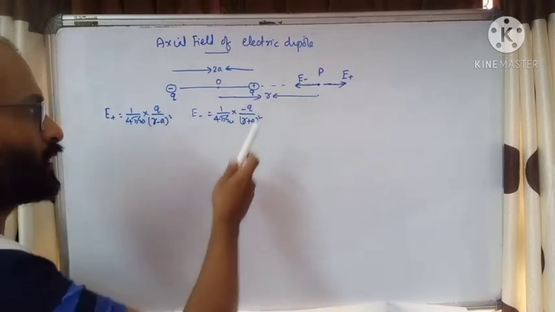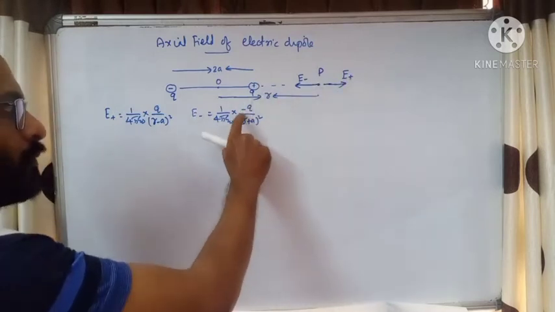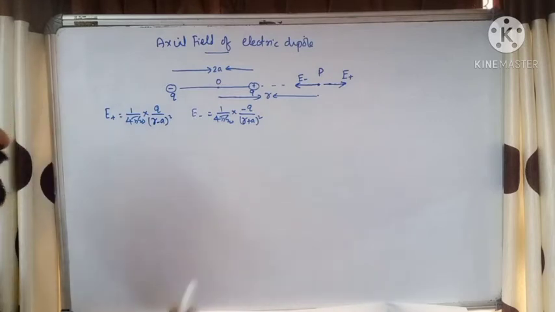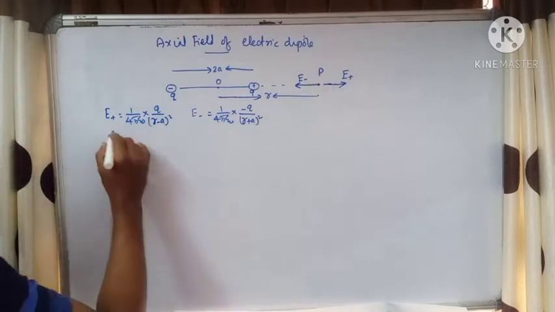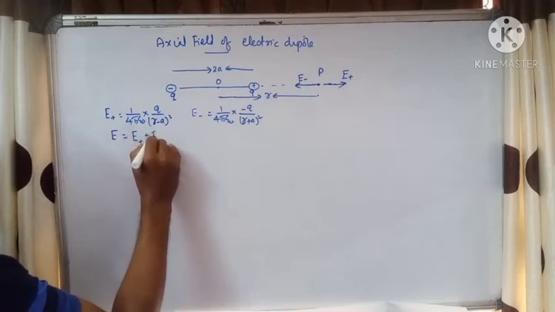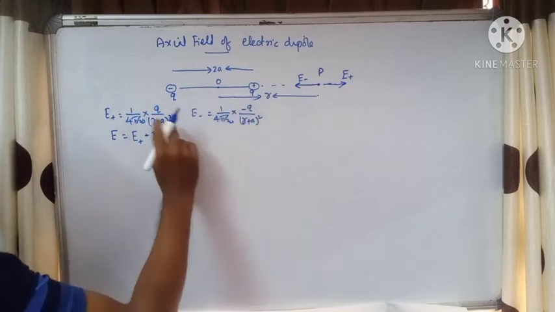Now these two are vectors. One vector is in one direction, the other is opposite, indicated by the negative sign here. So how will you find the net electric field at point P? We need to add these two vectors. The net field is equal to E plus plus E minus. E minus is already negative, so we can add these two.